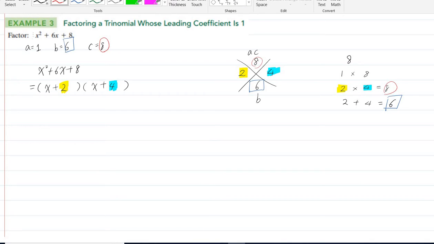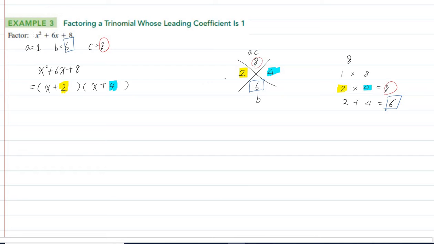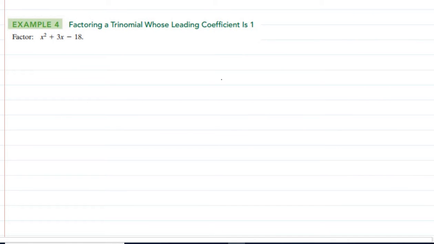Again, if you learned a different method from your other teacher, which is fine, you can just use whatever you feel comfortable with. Okay, let's go ahead and work on the next question. Factoring a trinomial whose leading coefficient is 1. So we have another one. I'm going to make a chart again here. So a times c, in this case, gives us negative 18. And my b is 3. So I put b right here as 3.